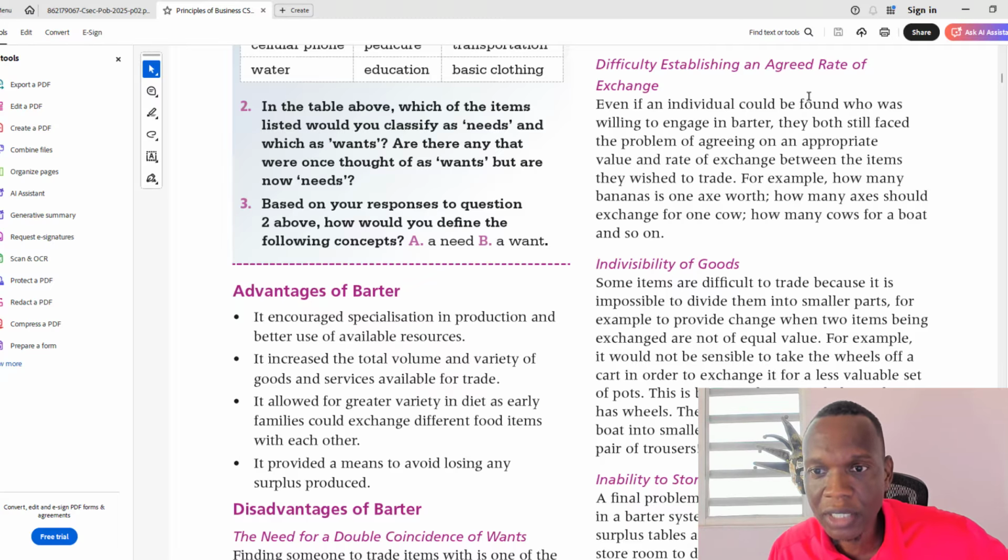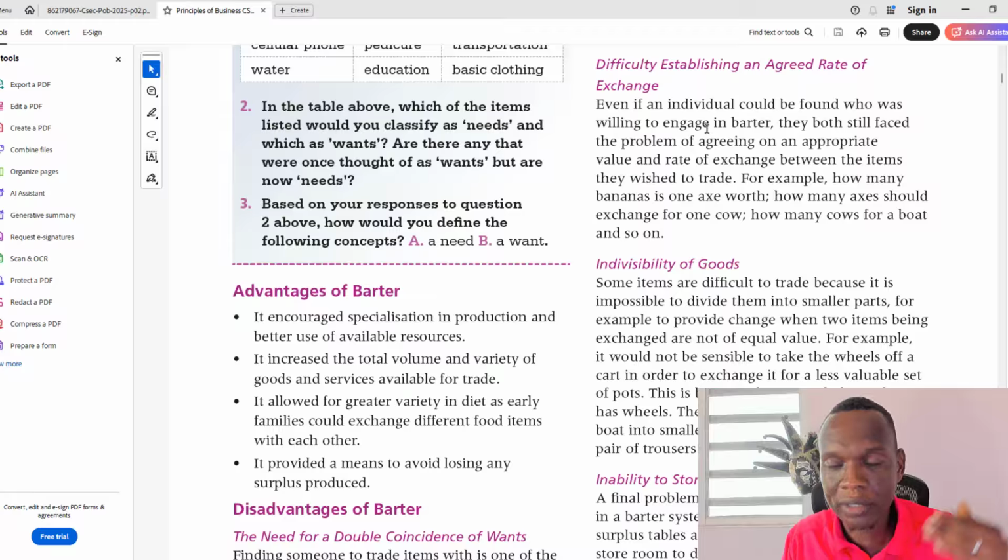Establishing an exchange rate. What that means is that sometimes it was difficult for both parties to say how the exchange rate should go, and so maybe they couldn't agree on how to exchange this good for that good, or that good for that service. Even if an individual could find someone willing to exchange in barter, they still have to agree on the exchange rate, and sometimes they could not agree on how to exchange the goods.